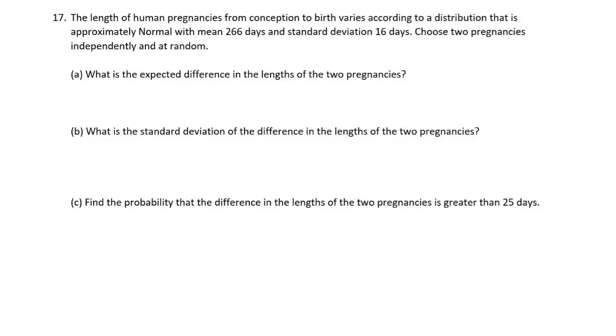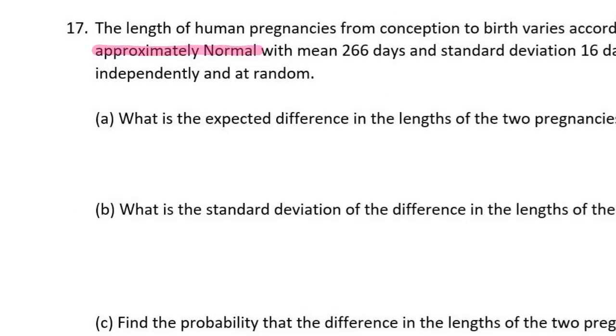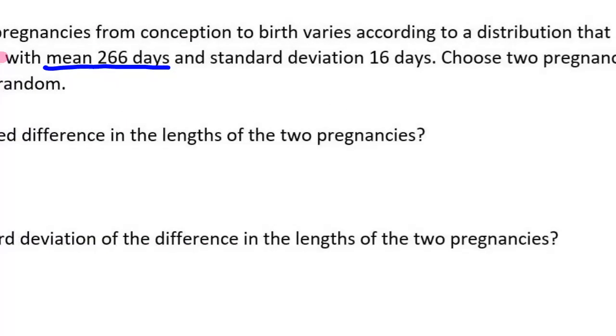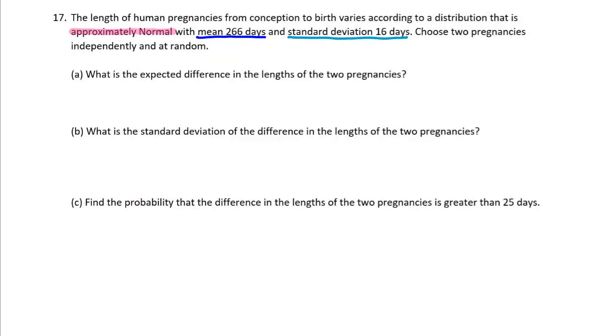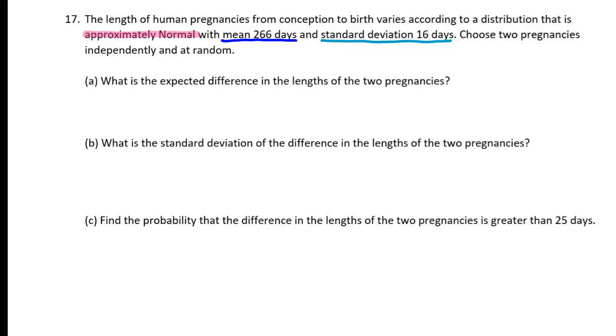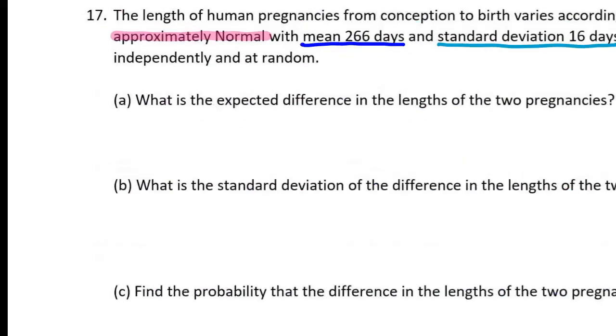The length of human pregnancies from conception to birth varies according to a distribution that is approximately normal, which means we're going to need what? A picture. You are going to need a picture. Says it has a mean of 266 days and a standard deviation of 16 days. Choose 2 pregnancies independently and at random. What is the expected difference in the lengths of the 2 pregnancies?